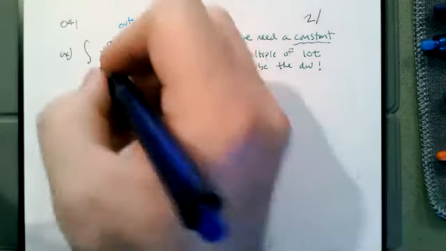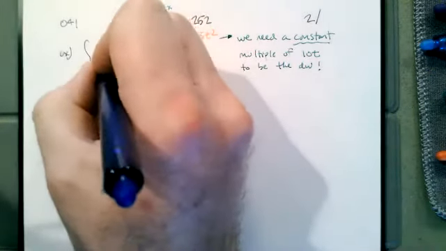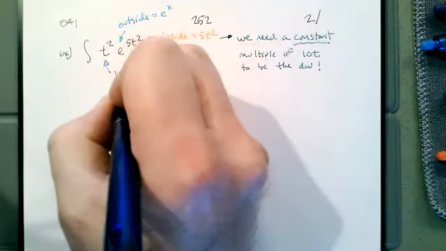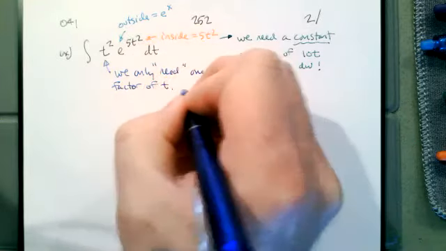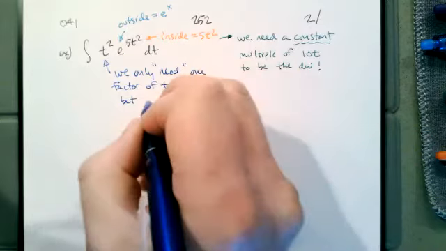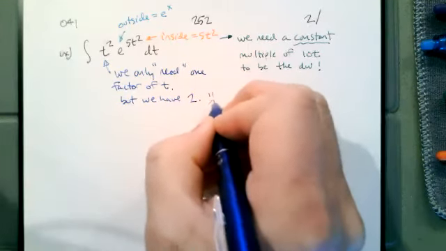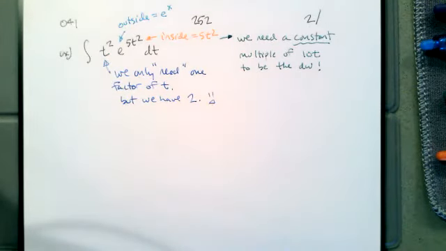So this integrand has an extra factor of t. We only need one factor of t, but we have two. That's going to keep us from doing substitution. We would have to do something else. I can't turn an e to the 5t squared into an e to the w without an extra factor of t to serve as the dw.